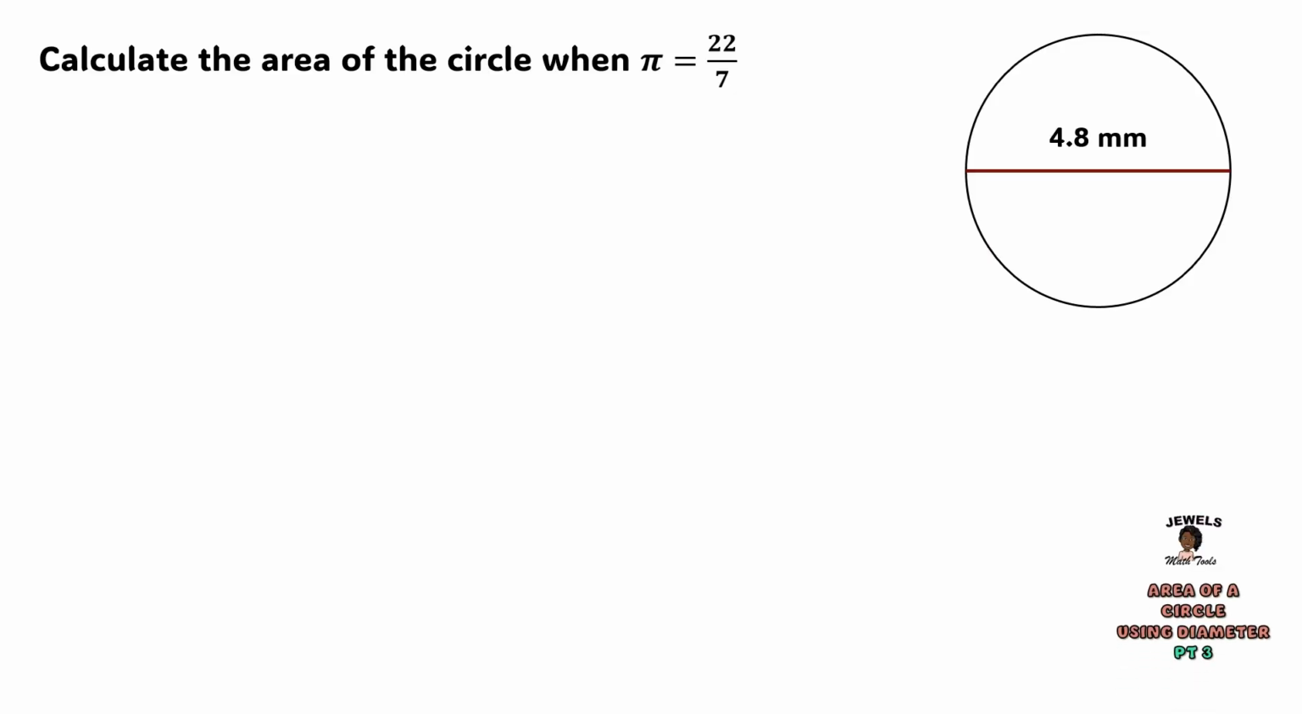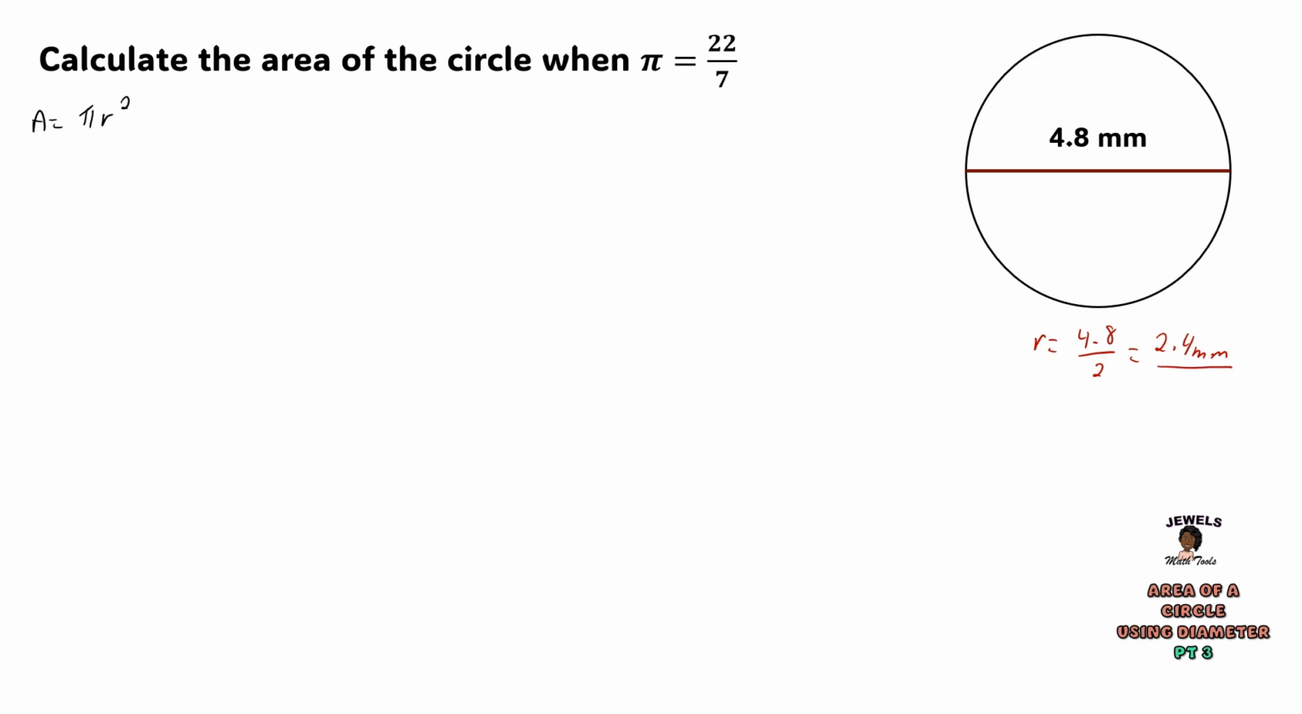So in our example today, we will be calculating the area of our circle. And remember that for this example, our diameter is given to us in a decimal number. And if you remember that with the area of our circle, we are called to use the radius, which means that we need to begin by first calculating our radius, which will be equal to half the length of our diameter. And when we divide 4.8 in half, we will get 2.4, and that's millimeters.